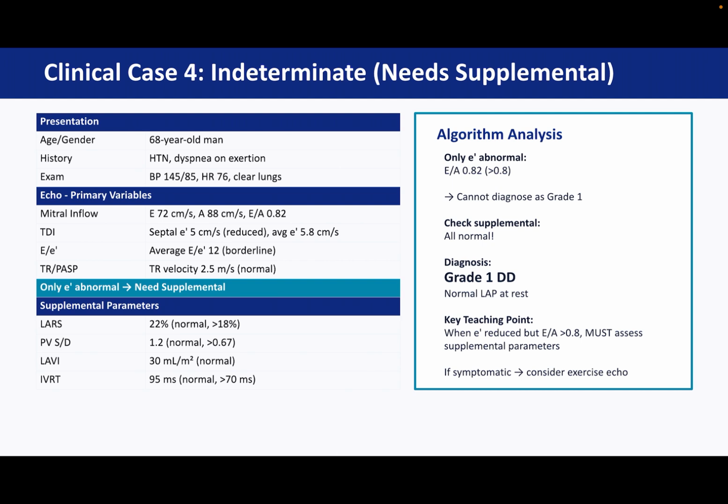At this point, we can deduce that the left atrial pressure is normal. Therefore, this patient has grade 1 diastolic dysfunction. If this patient remains symptomatic despite normal resting left atrial pressure, exercise stress echo is the next step clinically, if needed.